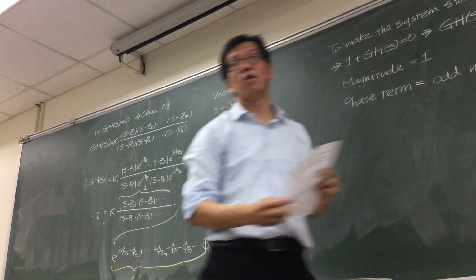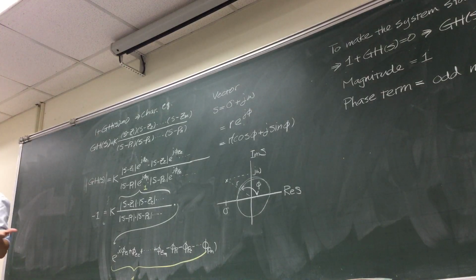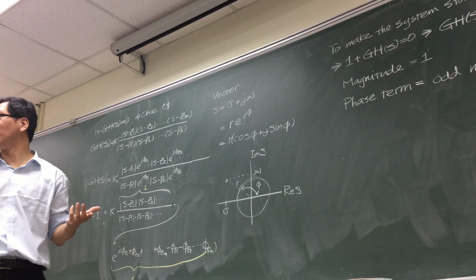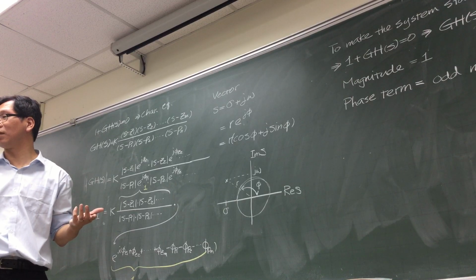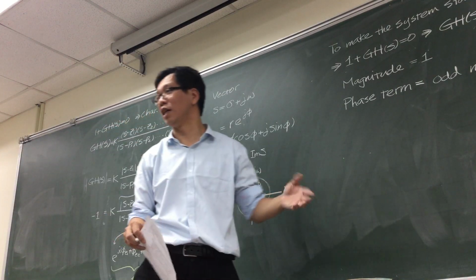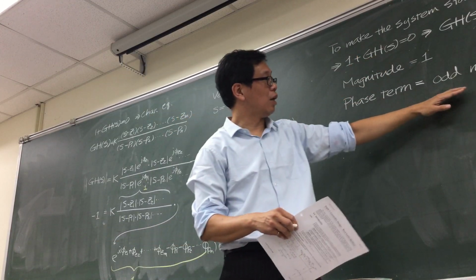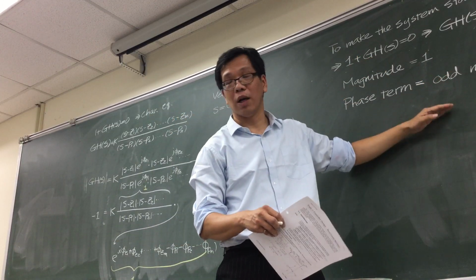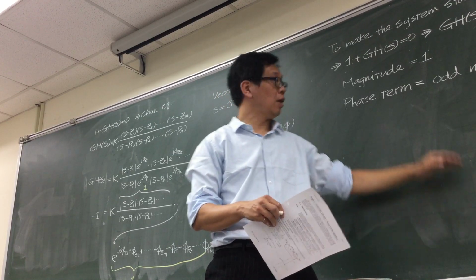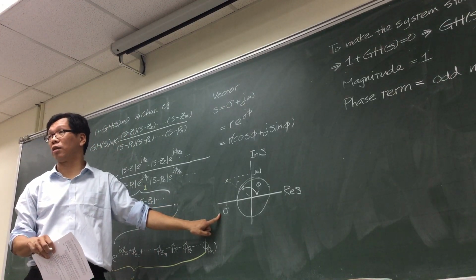So what I mean is it can be 180 degrees, it can be 540, it can be 900. You just keep on adding 2 pi together, so it's going to be pi, 3 pi, 5 pi, 7 pi. It is always -1 based on what you see in the polar plot.